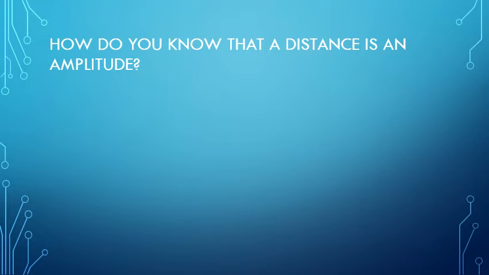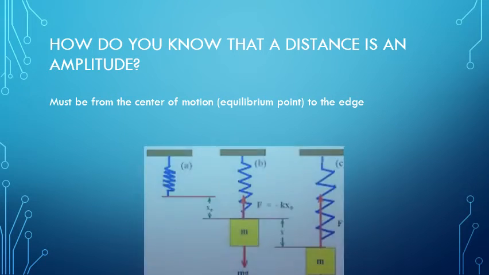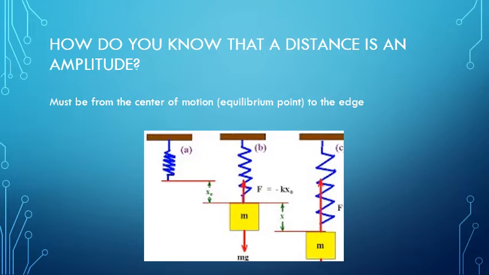Now, how do you know a distance that you're given is an amplitude? Okay. It has to be from the center of motion, the equilibrium point, to the edge. That's the only way you get a real amplitude. You can see it in the picture. There's a spring there, and they give you a distance of the spring, and then you add a mass to it from A to B, and then it goes down to a lower point. Now, the second point is the equilibrium point, because you can see that it's balanced out. That mg, the force of gravity, is balanced out there. And it goes down.